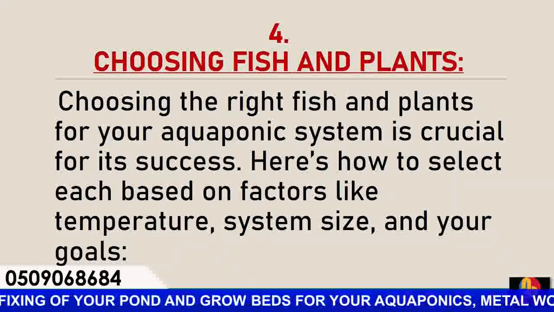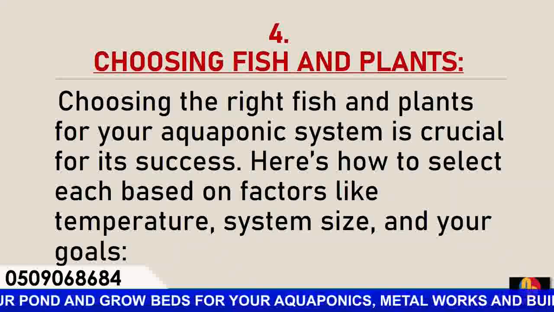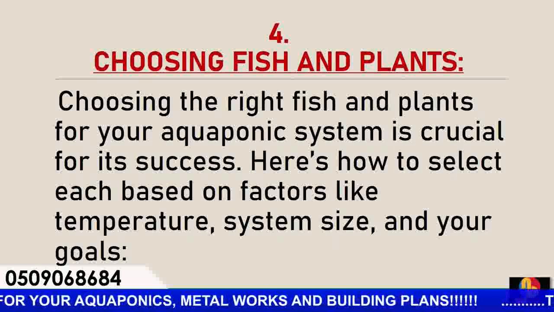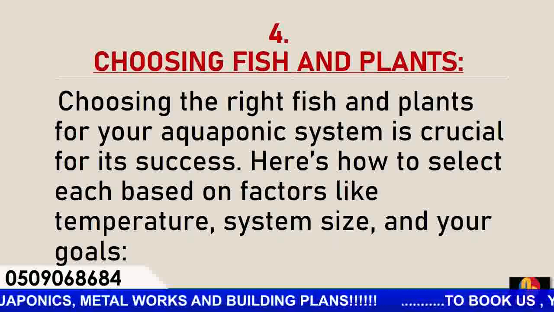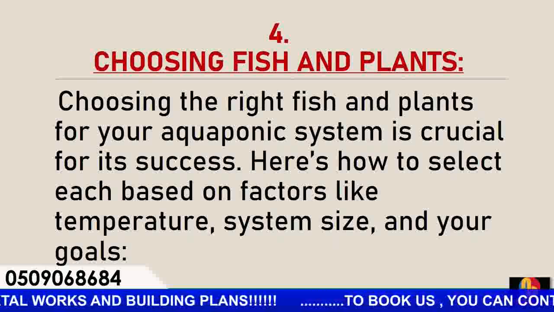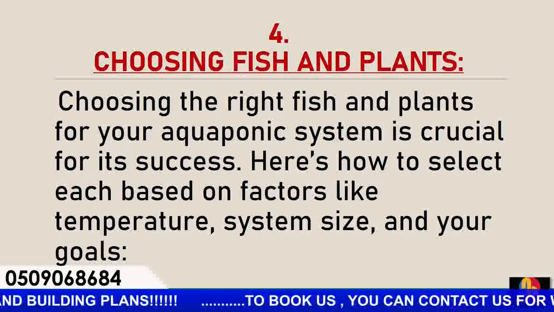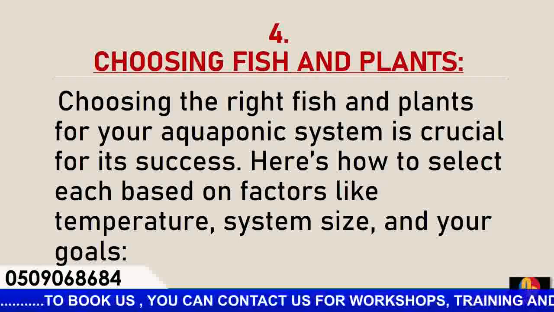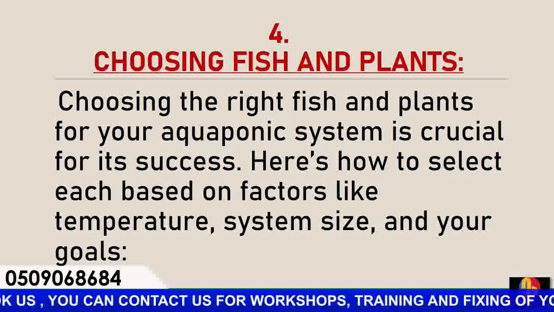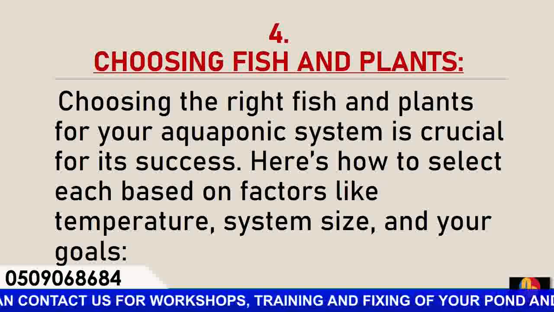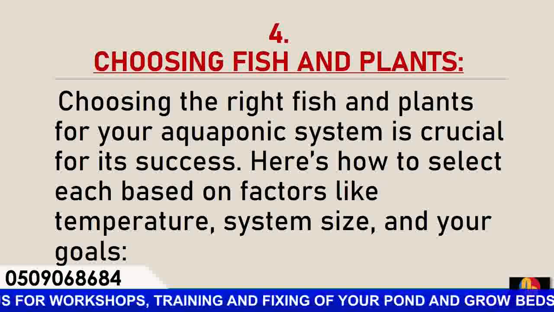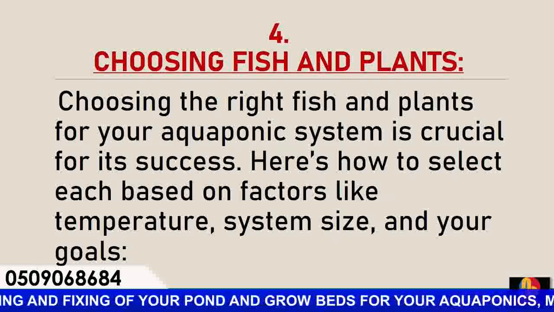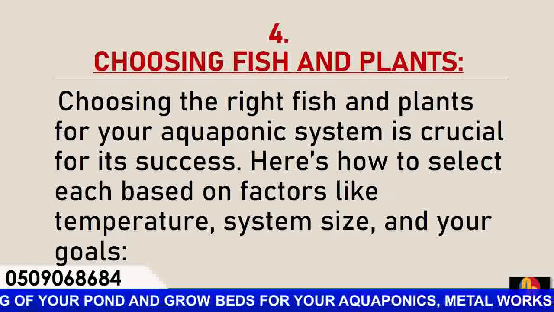Today we want to continue from where we ended in part 3 of our Aquaponic lesson. Now we are at part 4 of our Aquaponic, and the title is choosing fish and plants. So we say choosing the right fish and plant for your aquaponic system is crucial. It is crucial for its success. So aquaponic is basically growing fish, rearing fish, and growing plants at the same time.